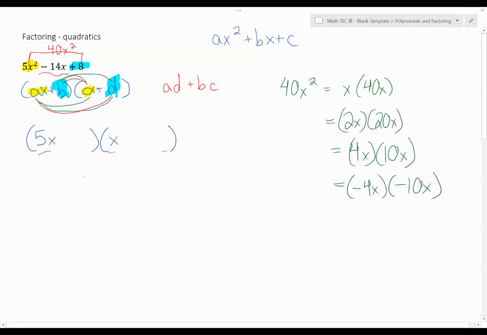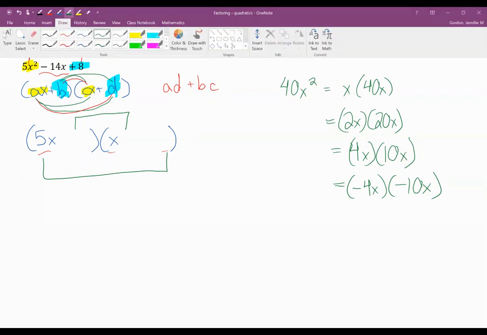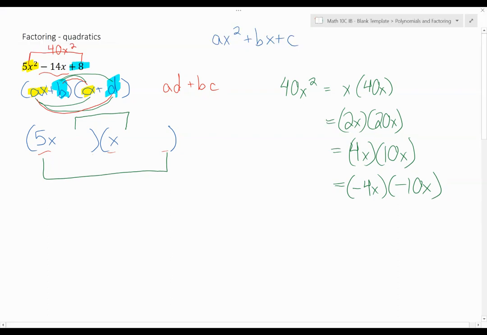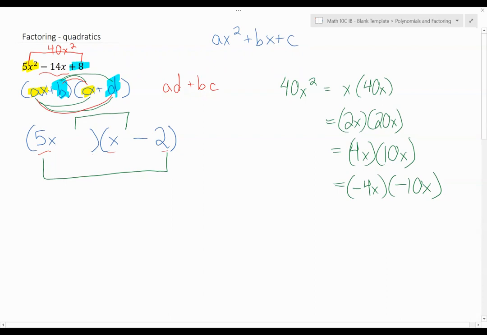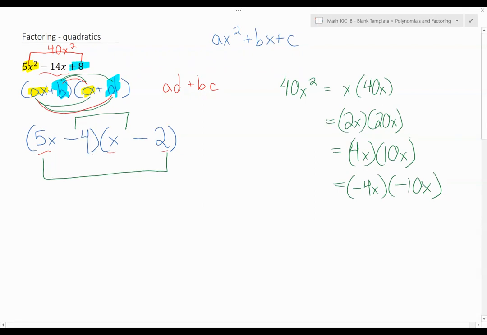So that minus 4x and minus 10x, that's what I get from these two outside and inside products. So knowing that I already have a 5x, what would I have to multiply 5x by in order to get either negative 4x or negative 10x? Now 5x times a whole number is never going to give me negative 4x, but 5x times negative 2 is going to give me negative 10x. And x times negative 4 is going to give me negative 4x.